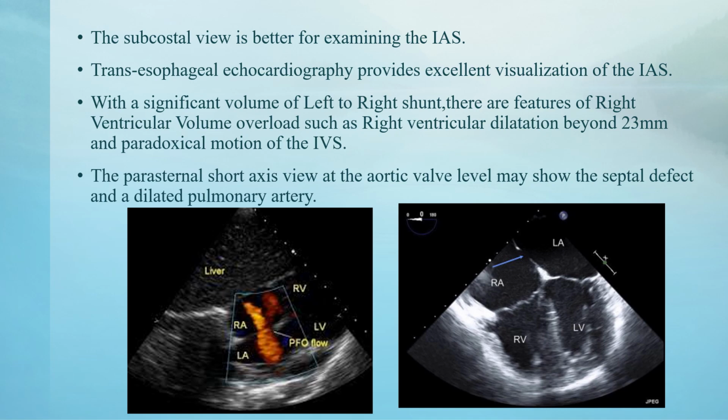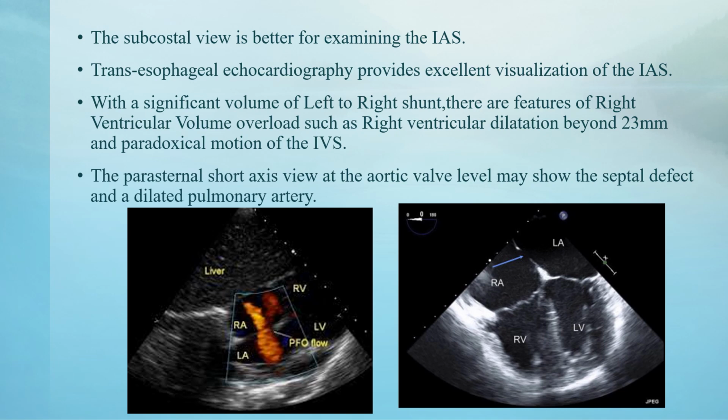Second, transesophageal echo provides better and excellent visualization compared to transthoracic echocardiography. What you will see in this is a significant volume overload of the right ventricle. So the right ventricle will be dilated beyond 23 mm. The normal dimension of a right ventricle is less than 23 mm. In case of atrial septal defect, due to increased volume overload, there will be increased right ventricular dilatation beyond 23 mm, and there will be a paradoxical motion of the interventricular septum.